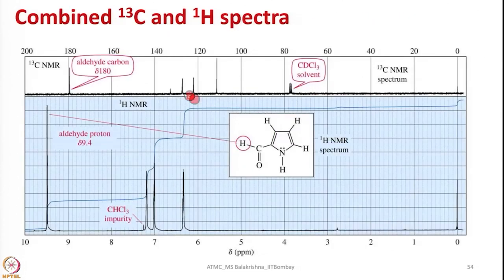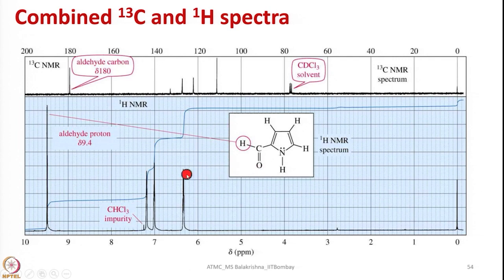So now combined 13C and 1H spectra are shown here for this molecule, and this one is the 13C spectrum. In the 13C spectrum, if you see, there are 1, 2, 3, 4, 5 carbon atoms. All 5 carbon atoms are very different. As a result, you will see 1, 2, 3, 4. One more should be here, I think. Probably it is here. So 2 are there here.